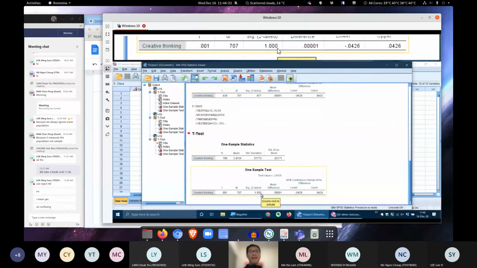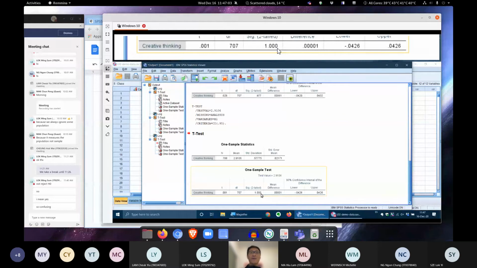The p-value in this case is 1.000. Now, again, there is no certainty in inferential statistics. 1.000 doesn't really mean 1.000. It might be something like 0.99999, many nines after that, but you round it up and you get 1.000. So in other words, this is a very large probability.